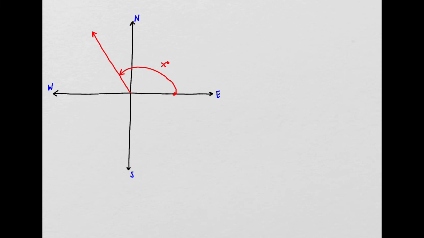Because if I just tell you we're going 100 degrees, that's the direction. Do I mean 100 degrees counterclockwise of east? Could I mean something else? What if I was actually going this way? This could be 100 degrees.